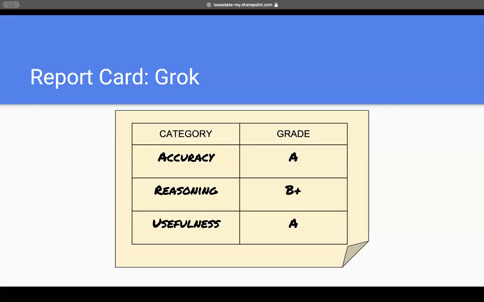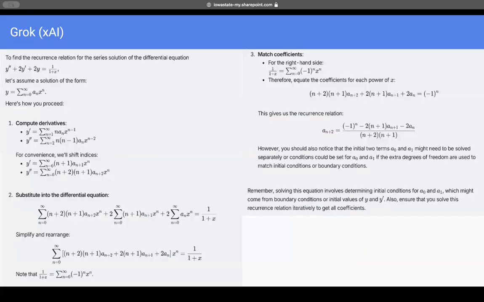So we've got accuracy. It was an A, gets the right answer. Reasoning, I'm gonna knock it down to just a B plus, just because it didn't give us quite 100% of the reasoning, but yeah, everything flowed correctly. And usefulness, I'd say if you are just a little bit shaky on how to do this, and you looked at this, then it would probably be useful for reinforcing what you have already learned.